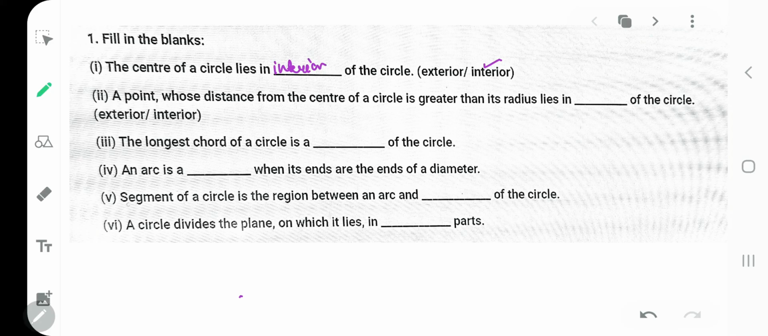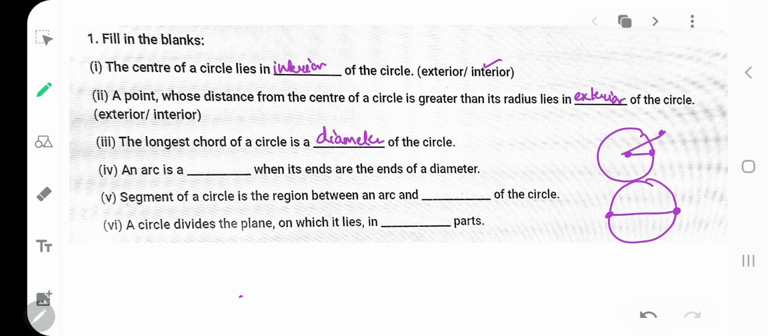Next is a point whose distance from the center of circle is greater than its radius lies in dash. If here is the center of circle, this is the radius, and if there is a point which is greater than the radius, then that point will be obviously to the exterior of circle. The longest chord of circle is diameter. Do you know that? If I draw a circle, then the longest chord will be your diameter.